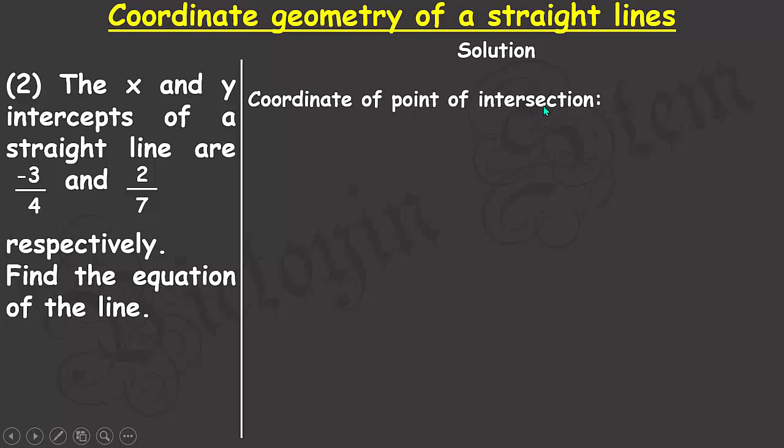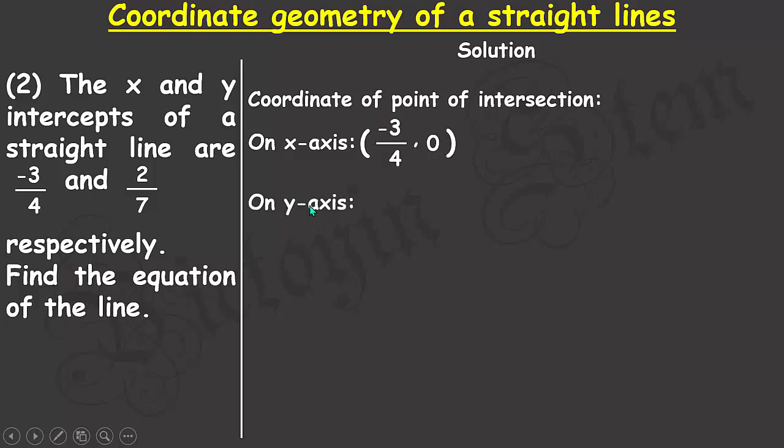I need to find the coordinates of the points of intersection of the line with the horizontal axis and the vertical axis. At a point where a line cuts through the x-axis, the value of y is 0 there. So this line intercepts the x-axis at minus 3 over 4. So the x-intercept is minus 3 over 4, comma, the value of y at that point is 0, where the line cuts through the x-axis. So the coordinate of the point of intersection on the x-axis is minus 3 over 4, comma, 0.